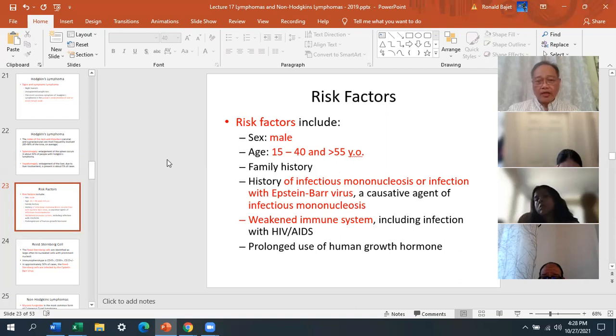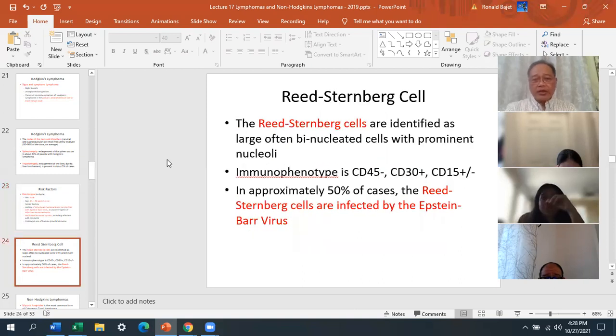for Hodgkin's lymphoma. The Reed-Sternberg cell is the identifying cell. It's identified as the large binucleate cell with prominent nucleoli, as you saw. To me, it looks like cells with eyes, nucleoli. Immunophenotype is CD45 negative, CD30 positive, CD15 plus or minus.